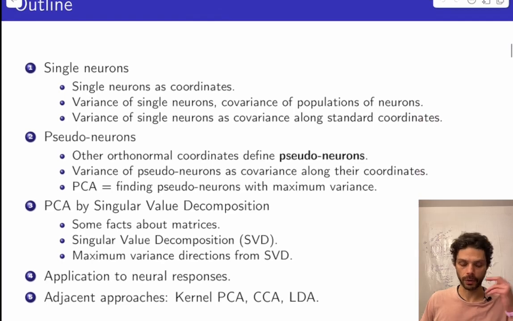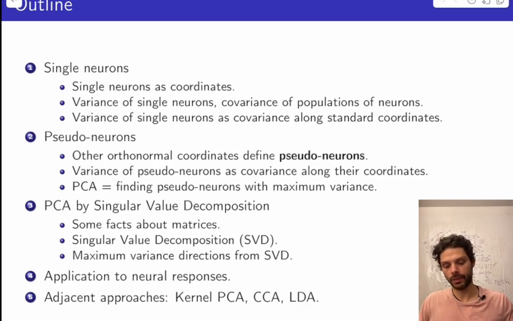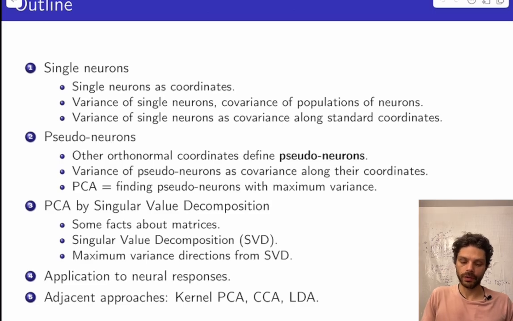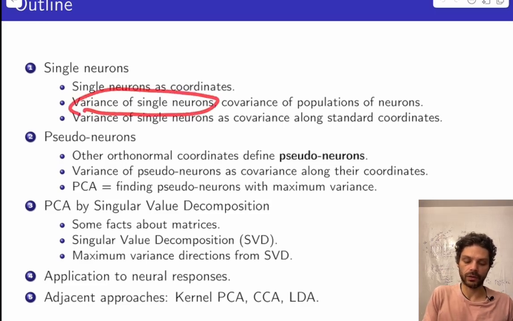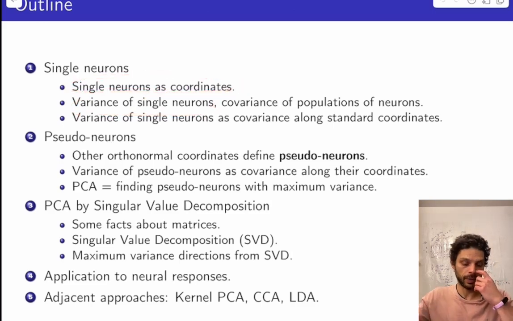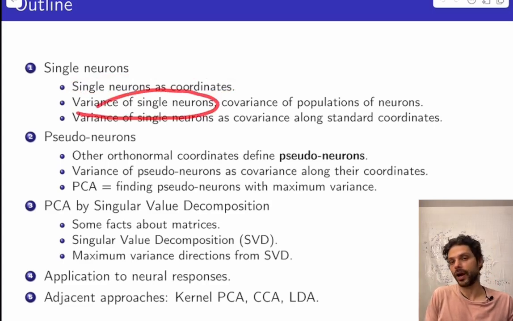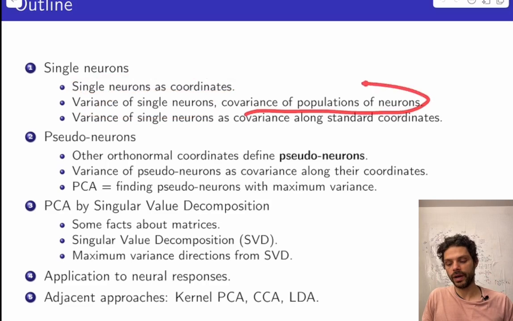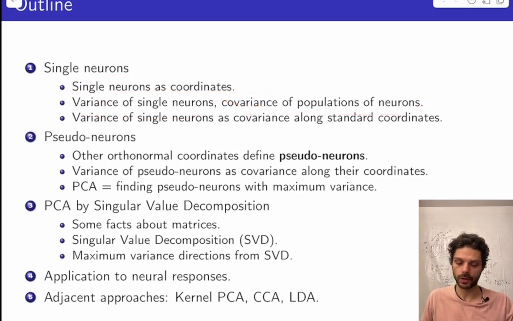Okay, so here's the outline of the approach. We're going to talk about the notion of variance, which is a property of scalar, one-dimensional signals, such as neural activity. We're going to talk about the variance of single neurons, and the key idea is that we treat single neurons as coordinates in that high-dimensional space. Then we're going to look at how to compute the variance of single neurons and the covariance of neural populations. Then we're going to revisit the idea of the variance of single neurons, but from the population view.